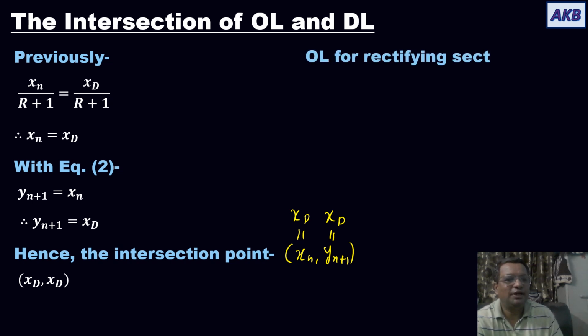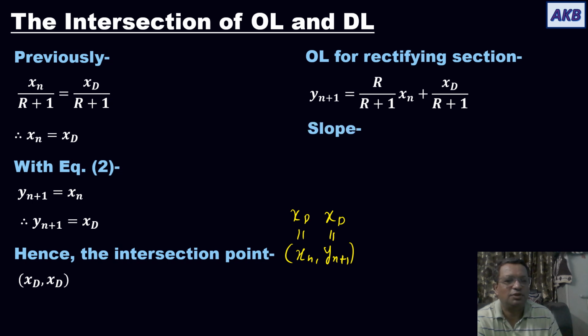So the operating line for the rectifying section, you have this again: y(n+1) = R/(R+1) x(n) + xD/(R+1). As you know, this is the equation of a straight line on the xy plot, the distribution diagram.